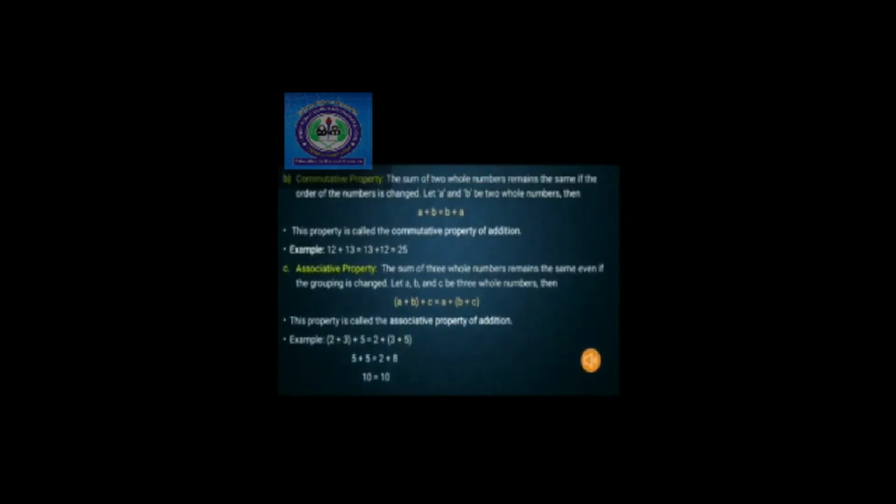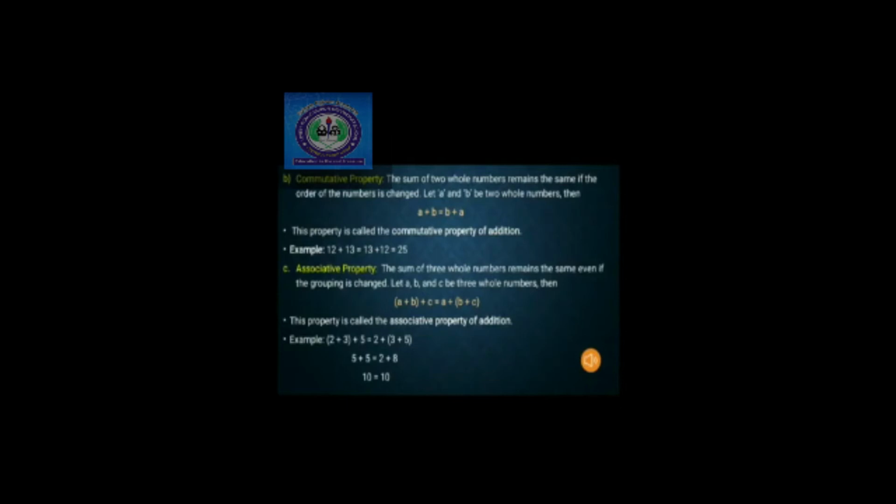Dear students, now let's discuss commutative property. The sum of two whole numbers remains the same if the order of the numbers is changed. Or you can say, we can add two whole numbers in any order, their sum remains the same. Let a and b be two whole numbers, then a plus b equals b plus a. This property is called the commutative property of addition. As you can see in the example, 12 plus 13 or 13 plus 12, the answer will remain the same, that is 25.